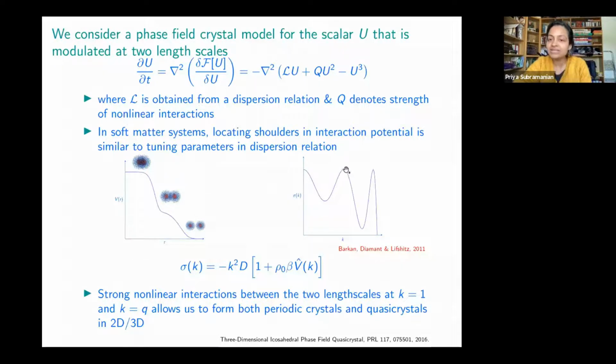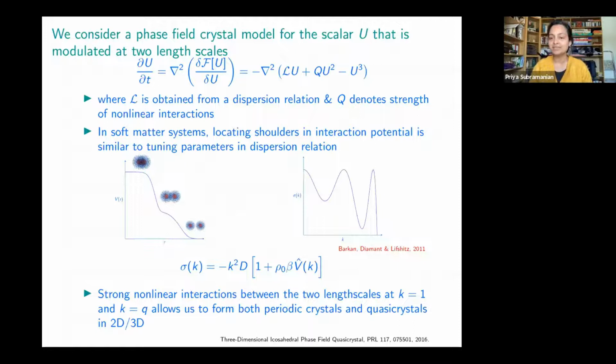And it really selects two other length scales. And this length scale selection, so if the ratio of these length scales is irrational, then we would be predisposed to forming quasicrystals. If they were periodic, you could form periodic crystals and so on. So, and this is a tunable parameter.